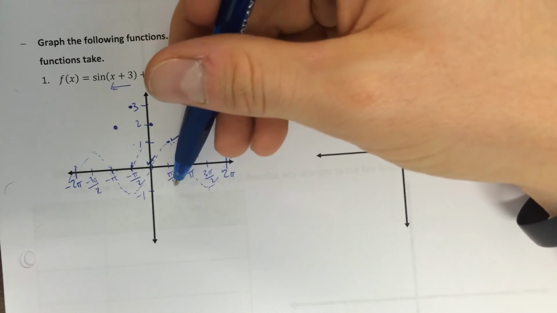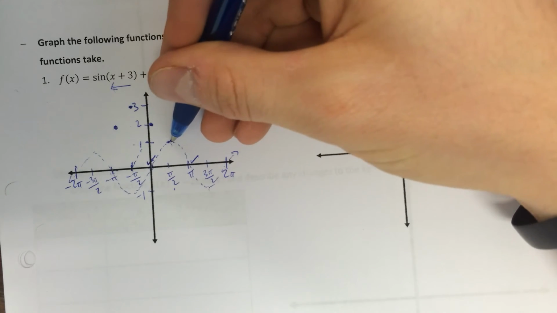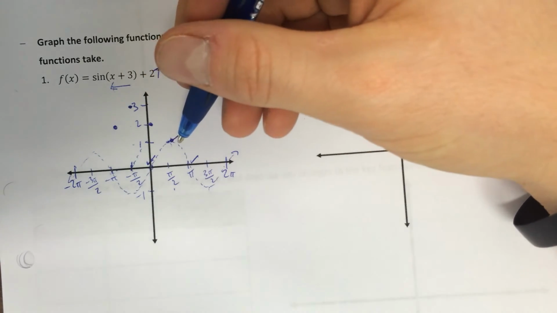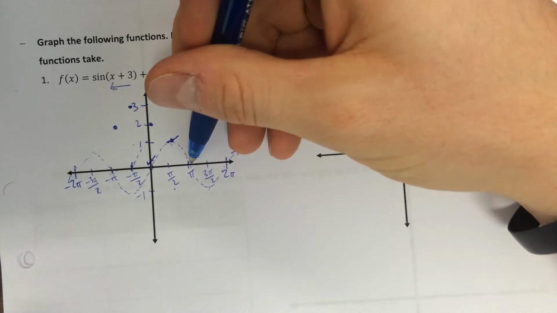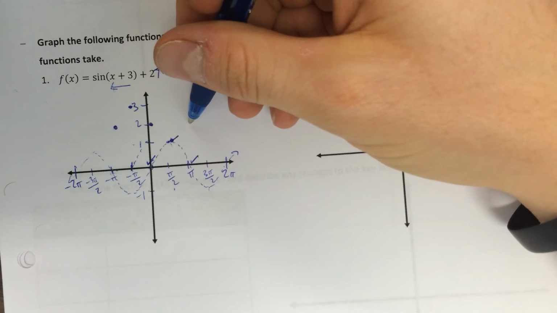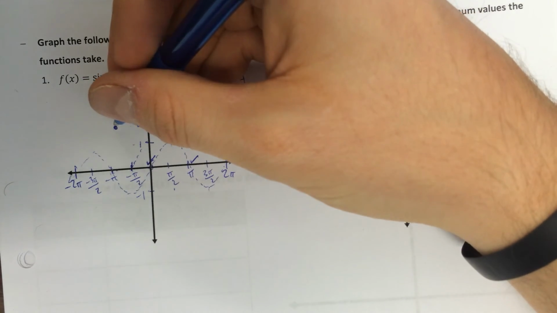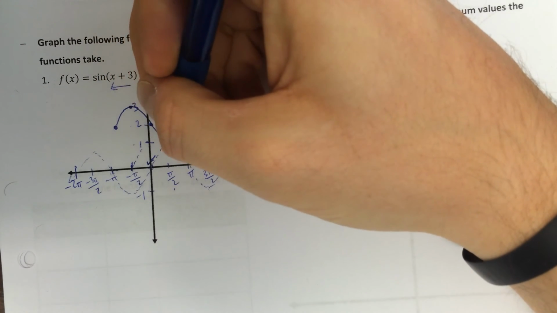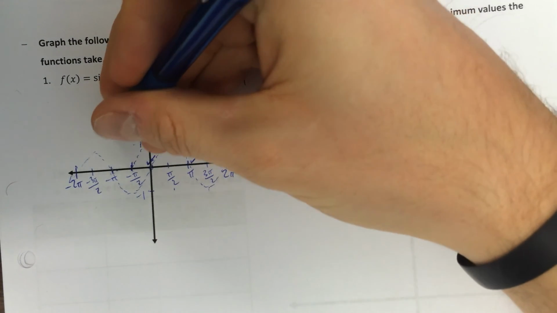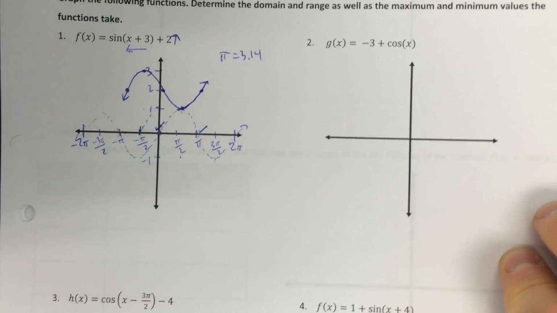Here, left 3, up 2. So it's really close. And then same thing here, left 3, up 2. And then we can draw the curve that goes through those points. And that's our transformed function. I'll do 2 and 3 in a separate video, so go to that other video for numbers 2 and 3.